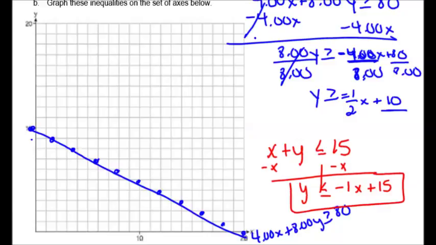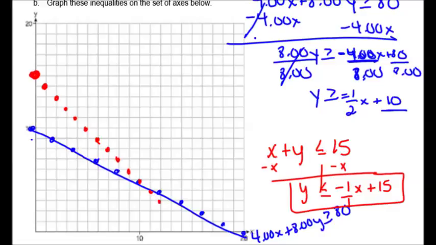So again, graphing this, starting at my y-intercept of 15, 11, 12, 13, 14, 15. That's my y-intercept. Then I just use my slope. Now the slope here is a negative 1, so that means I'm going to go down 1 and to the right 1, down and to the right, down and to the right, all the way covering the whole entire graph.